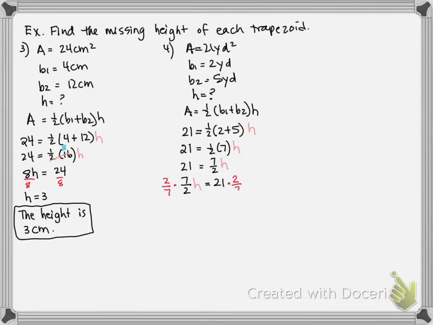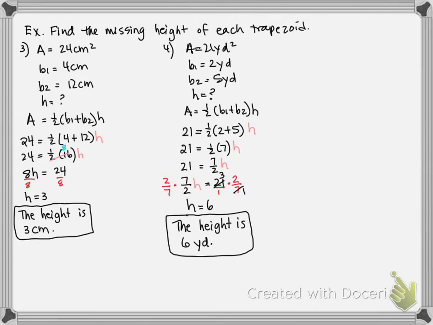Now I am going to show you an alternative if this is too hard. Okay, it's just going to take us 2 steps to do it. So this leaves me with just h equals, 7 goes into itself once and into 21 3 times. 3 times 2 is 6. So the height is 6, and let's see, this one is yards. So notice, not squared yards, just plain old yards.